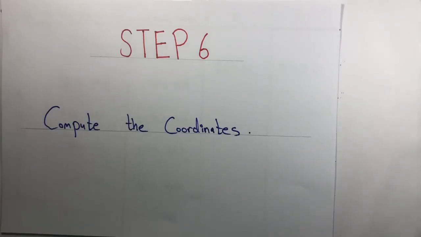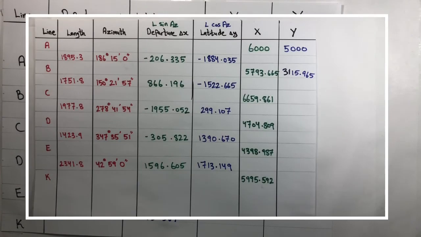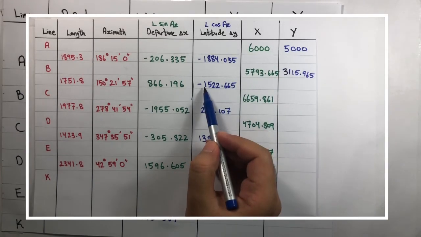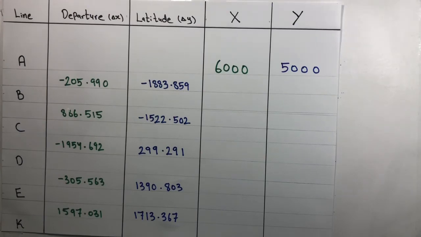Step 6. Compute the coordinates. This will be the final result of our work and the final step. We will do the same procedure we have done in step 3, compute the departures and the latitudes. The same thing we'll do here. We'll start first with the x coordinates of all the points.